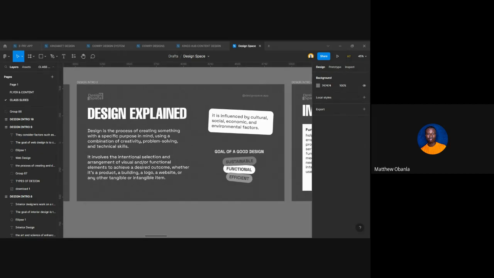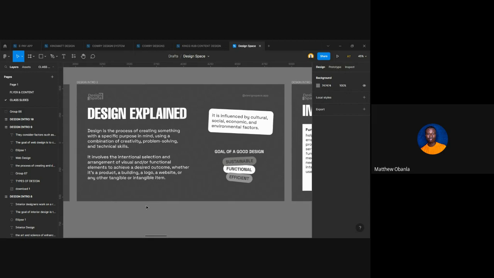So you can see it involves the intentional selection and arrangement of visual and functional elements to achieve a desired outcome, whether it is a product, a building, a logo, a website, or any other item. It could be tangible and it could be intangible. When I mean tangible, it could be physical. Something intangible could be a soft copy, a website, a drawing board, or an art. You get what I'm saying?